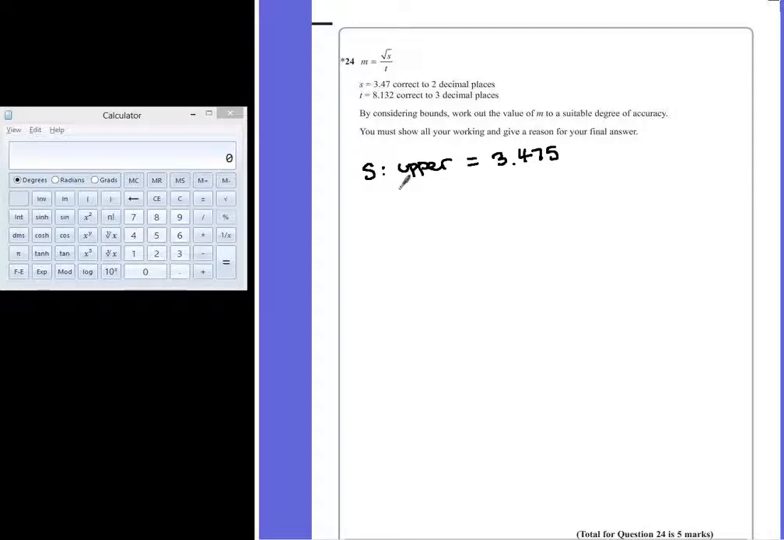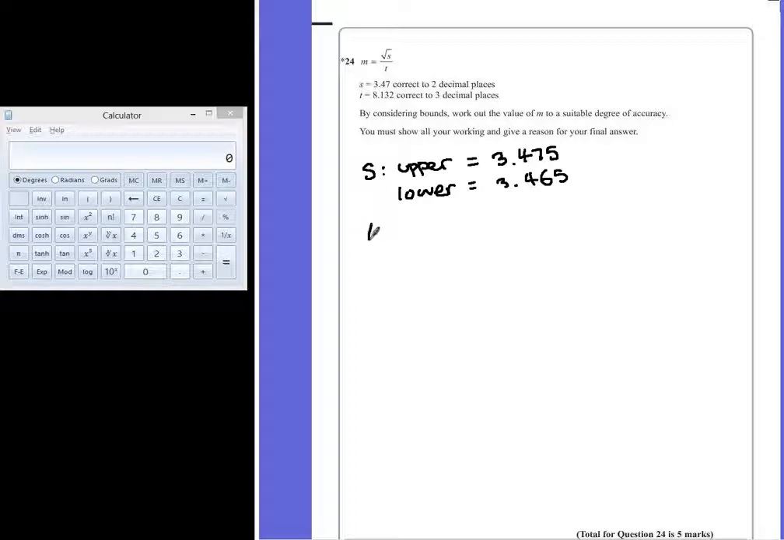In similar fashion, the lower bound would be halfway towards the number below it, which is 3.465. Because this number, or anything above it, could have been rounded up to 3.47.